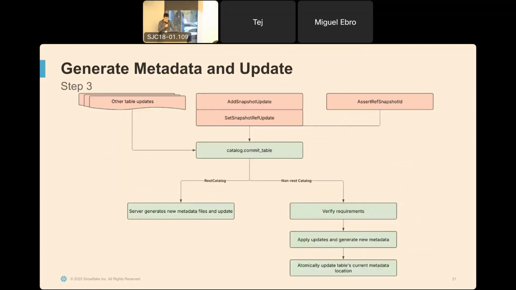So here is a flowchart for that. Once you have all the updates, PyIceberg will pass them to the catalog's commit table API. And if you're using a non-REST catalog, PyIceberg will first verify all the requirements and apply updates to generate a new metadata file. And then it will atomically update the table's current metadata location pointing to the new metadata file. If you're using a REST catalog, PyIceberg will just serialize and send all the updates to the server, and the server will handle the rest of the updates.